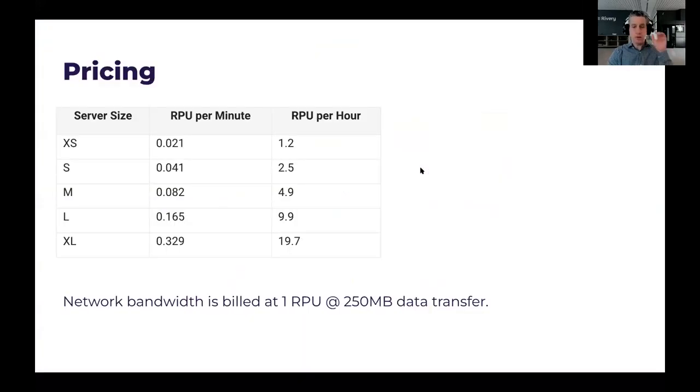Here we go. So 3 factors. One is server size. One is how long it's being executed, and the last is network bandwidth. So basically, the smaller the server, the less you're being charged per minute, per hour, and the larger the server, the more per hour. These are the prices, again, for RPUs, and RPUs really depend on what package you have as a Rivery customer.